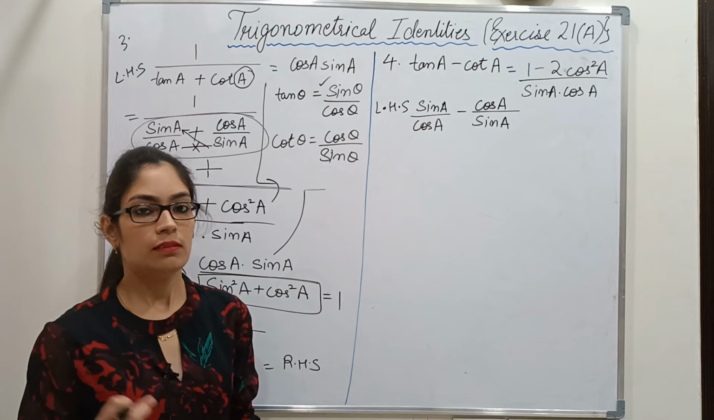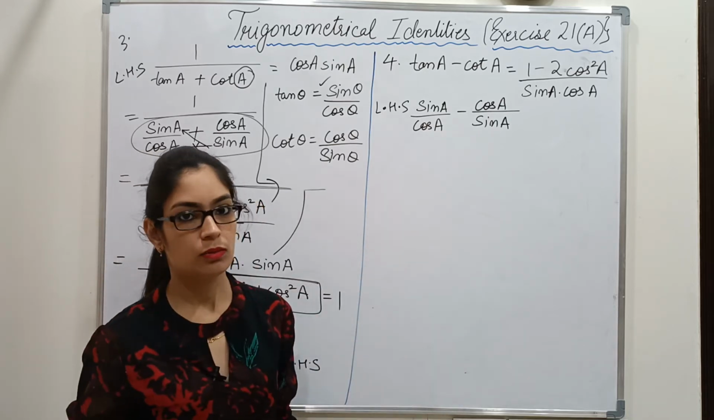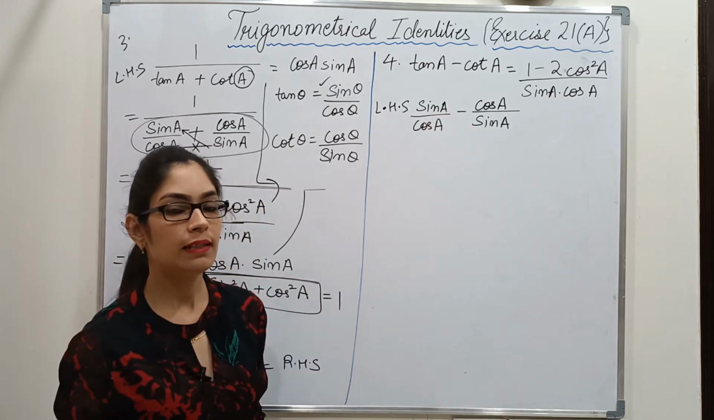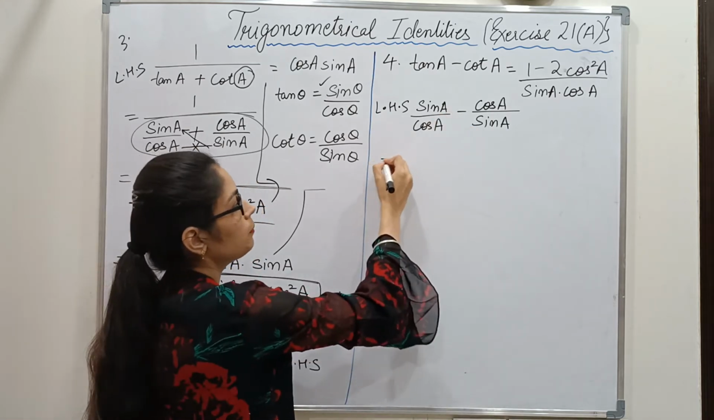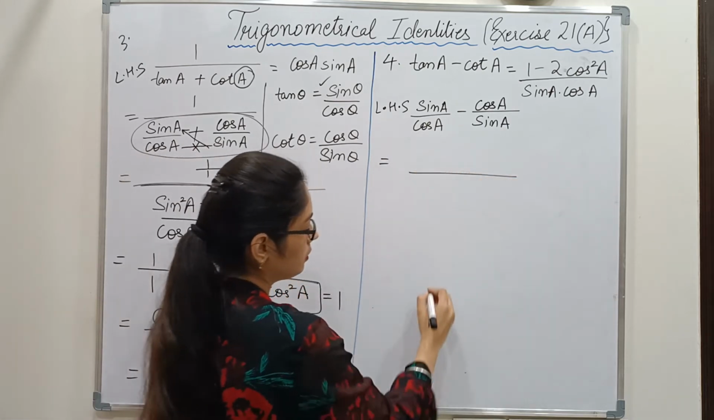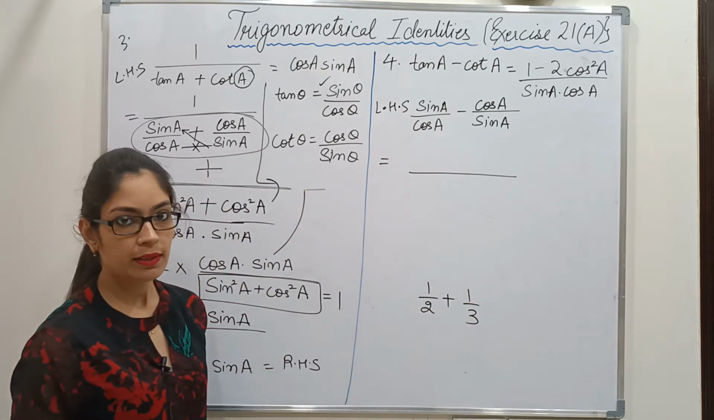Now the next thing which I have told you, see it's two fractions getting subtracted when their denominator is not the same. So that means we have to take LCM, because 1 by 2 plus 1 by 3 we can't do directly.